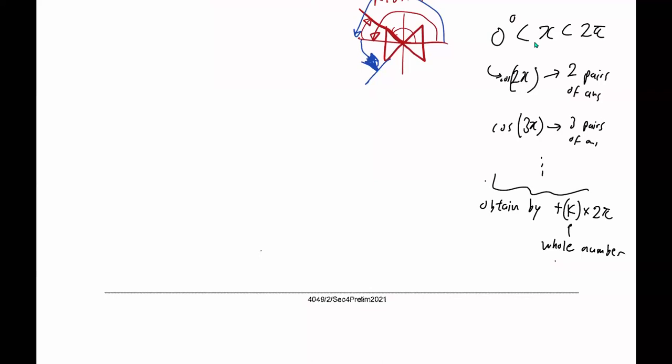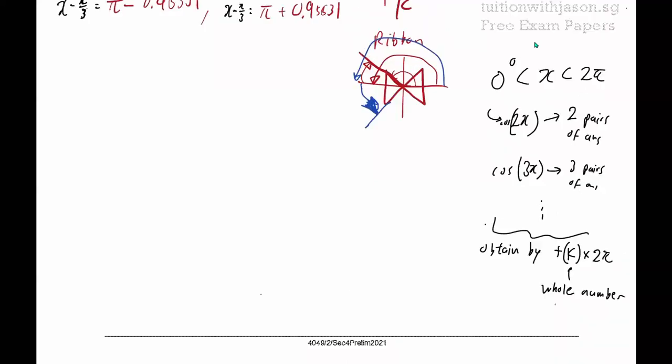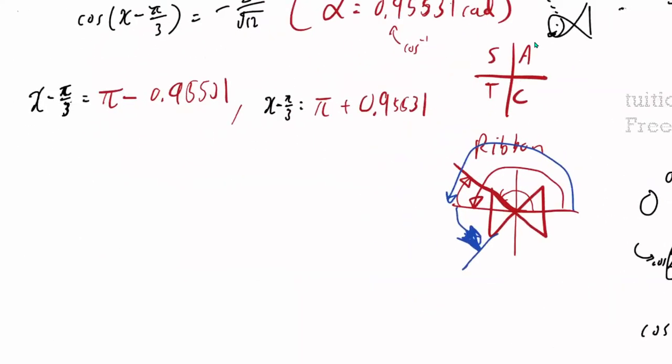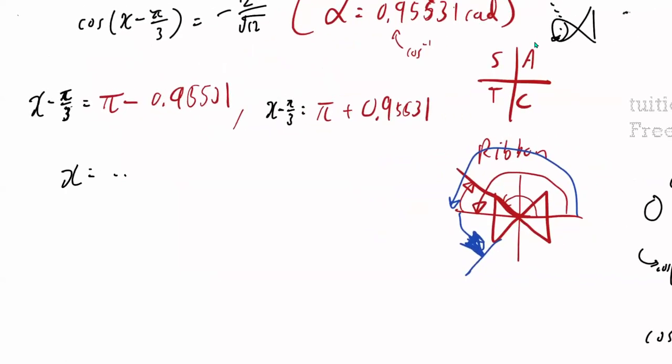Plus 1 times 2 pi, plus 2 times 2 pi, which is 4 pi, plus 3 times 2 pi, which is 6 pi. Anyways, you just have to solve for x. I will leave you to solve on your own. I'll just use a calculator.